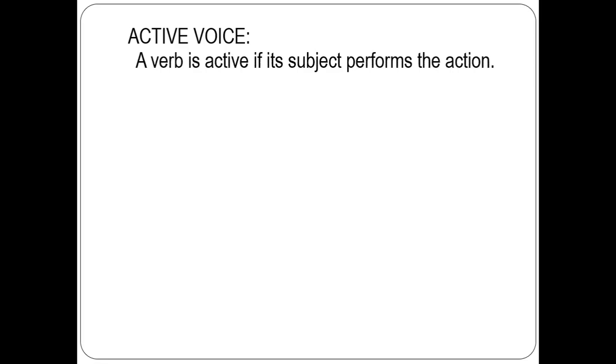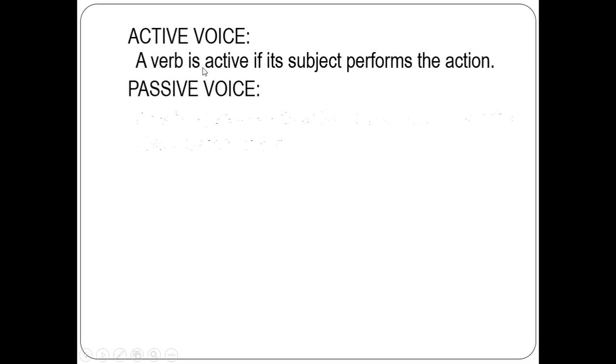So for the active voice, a verb is active if its subject performs the action. Take note of that term, the subject is performing the action. For example, I am the subject in a particular example I'm going to give. So I am lecturing the passive voice to my students. So that is the act. That is a sentence where the subject is performing the action. So the verb there is in the active voice.